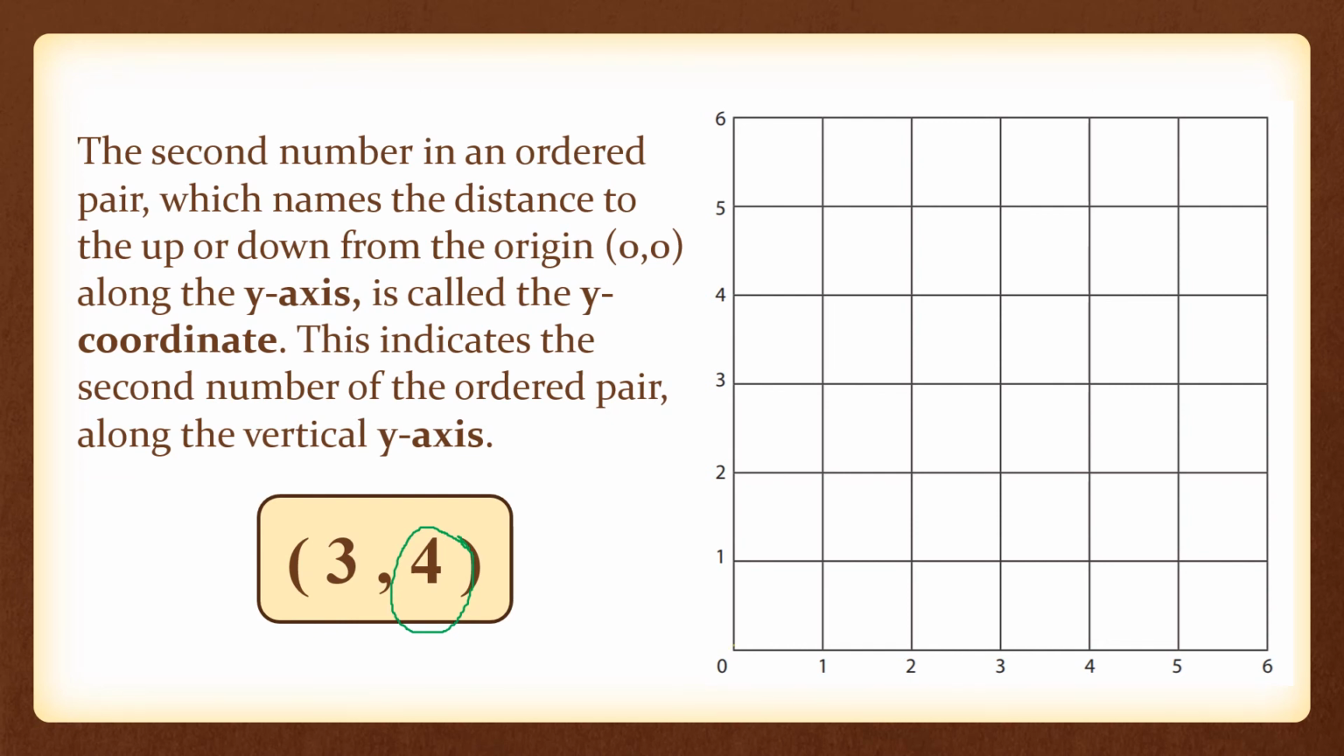Since we started at 0 before, because it's our origin, and did 3 jumps to the right, now we're going to go up. We don't start at the origin, we start where we left off from our x-coordinate. So now we're going to go up 4, and then that will give us a point at this location. And this has an ordered pair (3, 4).